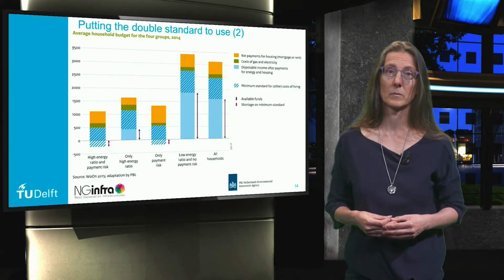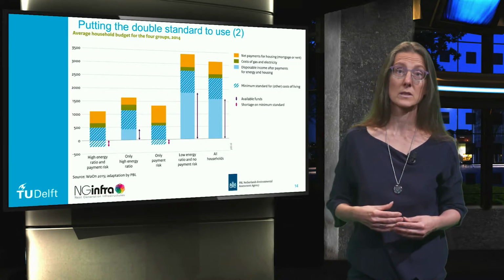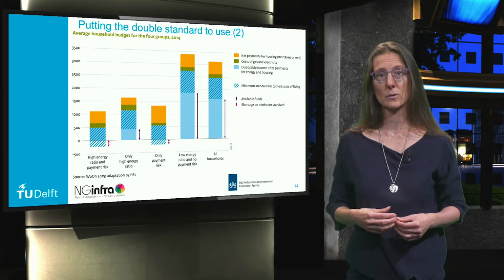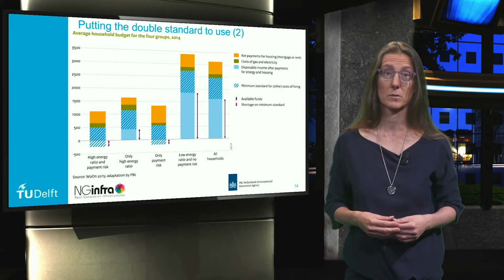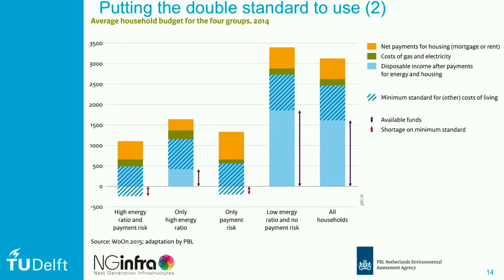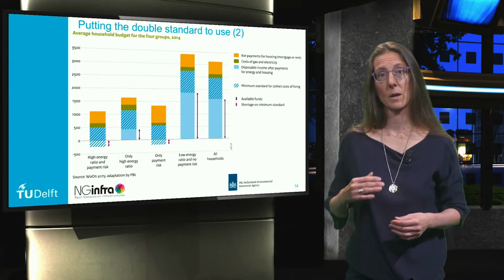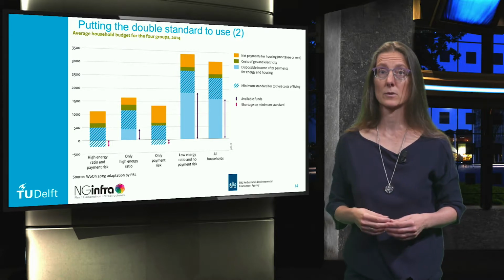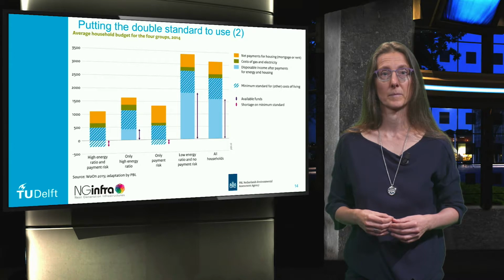This slide pictures the cash books or budgets of the four groups of households to gain a better understanding of their situations. The lengths of the bar indicate the average disposable income of each group. Housing costs are indicated in yellow and energy costs in green. The shaded bar is the average minimum standard for other living costs. If this shaded bar is below zero, this means that the household has a payment risk.